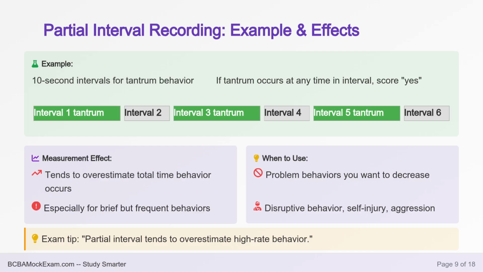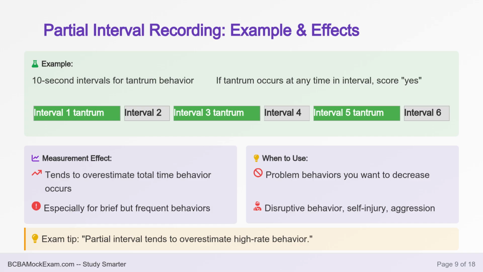Picture a scenario with 10-second intervals tracking tantrum behavior. If a tantrum occurs at any moment in a given interval, you score that interval as yes, even if the tantrum lasts just 1 second.